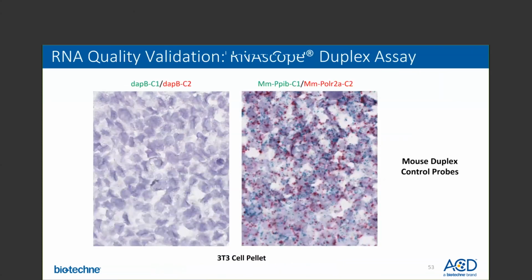Here is an example of RNA quality validation for the duplex assay, where cells are stained with our duplex positive control probe or negative control probes. In these images, you can observe fairly uniform expression of the positive control housekeeping genes, PPIB and POLR2A, indicating good RNA quality. Conversely, the DapB section is clean with no signal or background.